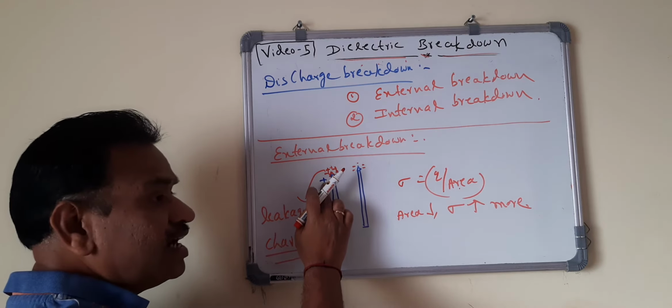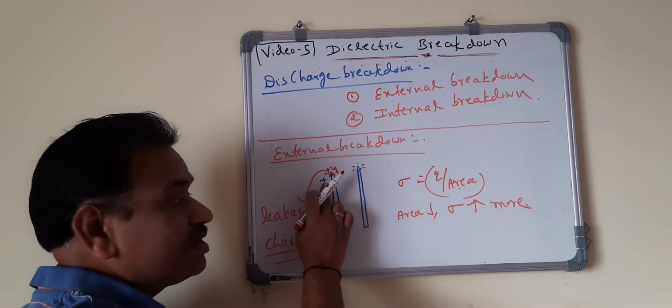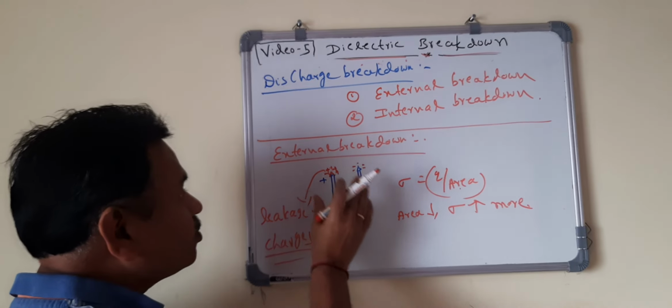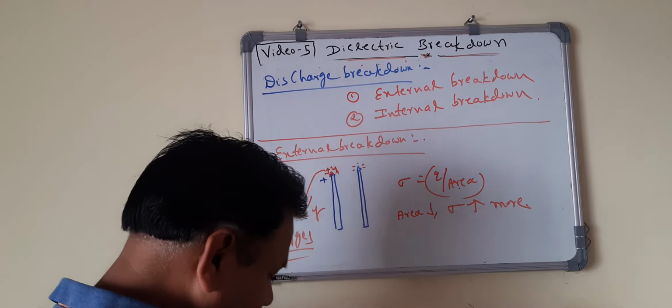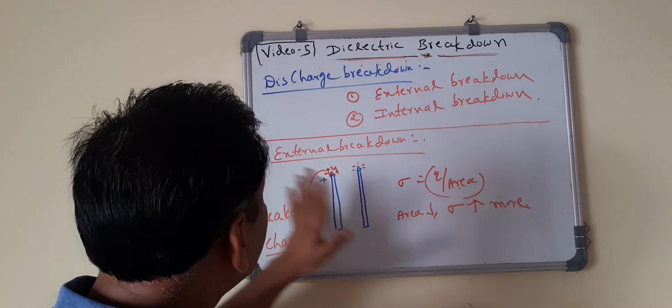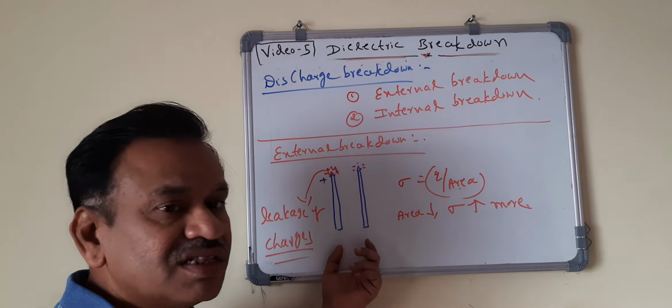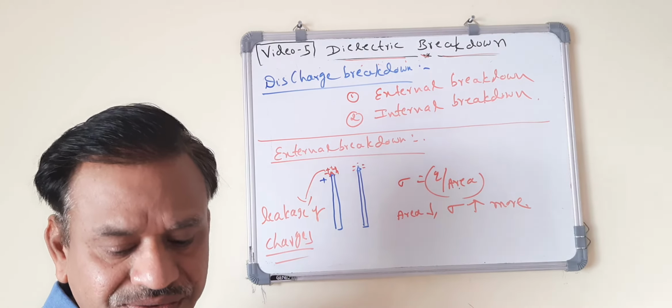Where are they more here? At the pointed ends, on the electrodes. This produces electrical breakdown. External breakdown occurs because of defects in the manufacturing of the electrode.